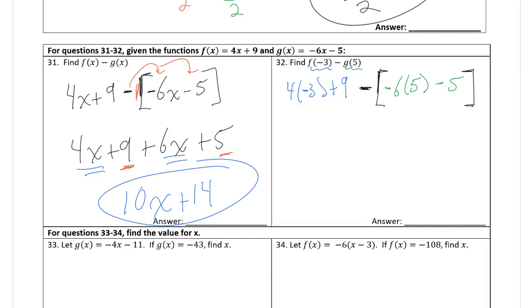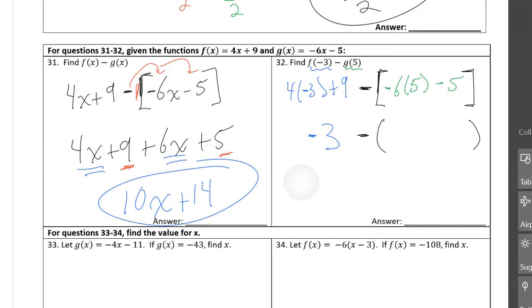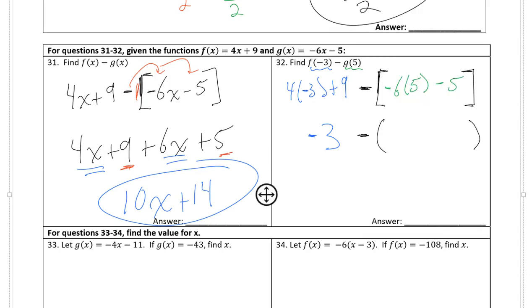So if I type just this first bit in the calculator, that would be negative 12 plus 9, so I'd get negative 3 for this. And here I have a minus. I'm going to use parentheses instead of brackets now, just so we can make it a little more calculator friendly. And then evaluating this green portion in the calculator, I'd have negative 30. Negative 30 minus 5, so it'd be negative 35.